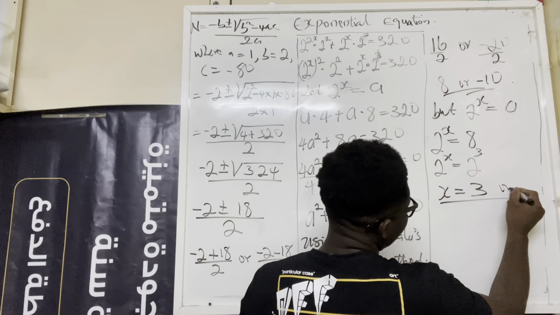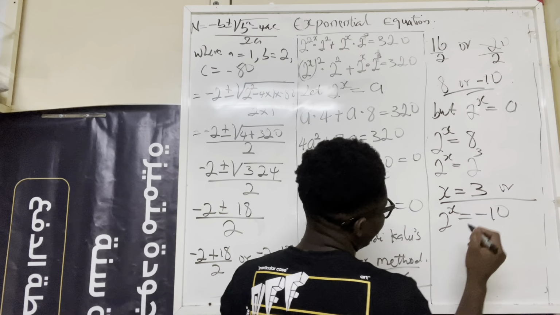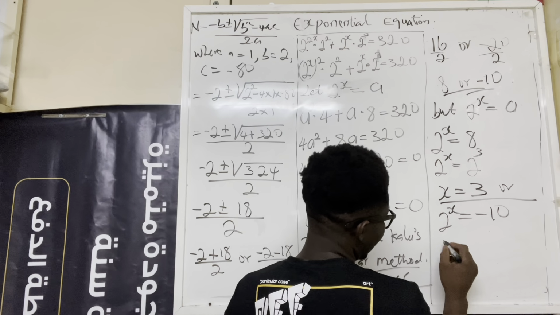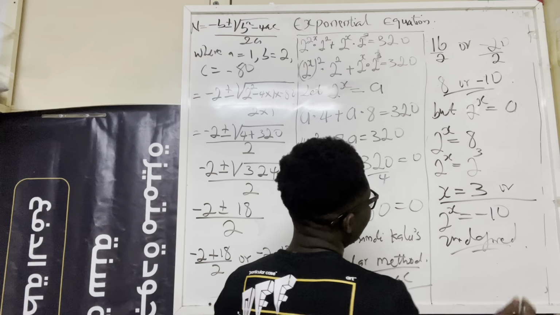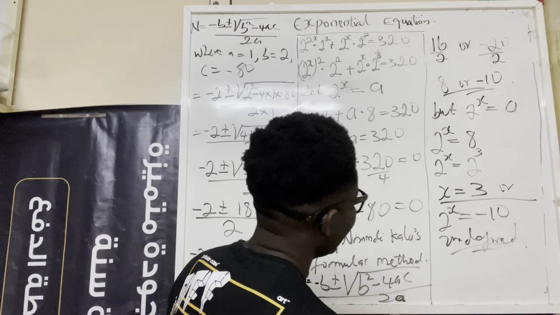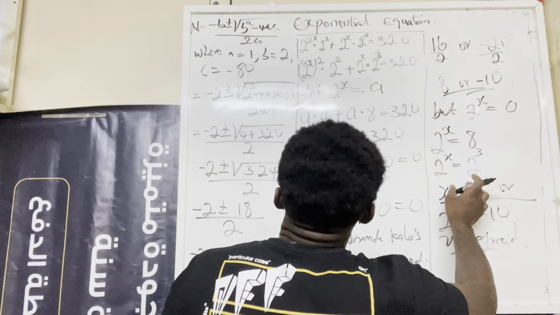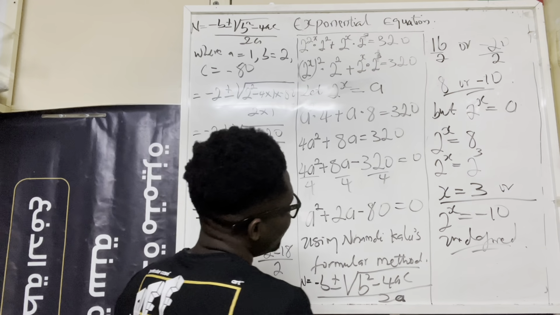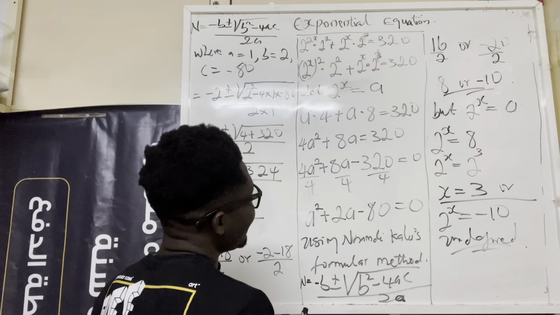Or when 2 raised to the power of x is equal to minus 10, because here it is minus 10, this one is undefined. So the real value of x is equal to what? 3. So if you take this 3 and substitute it in the main equation, we're going to have the value of 320 as the question implies.